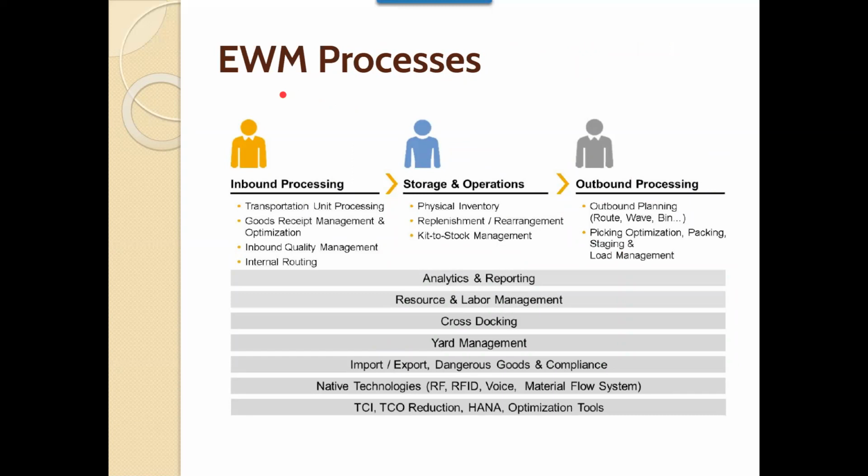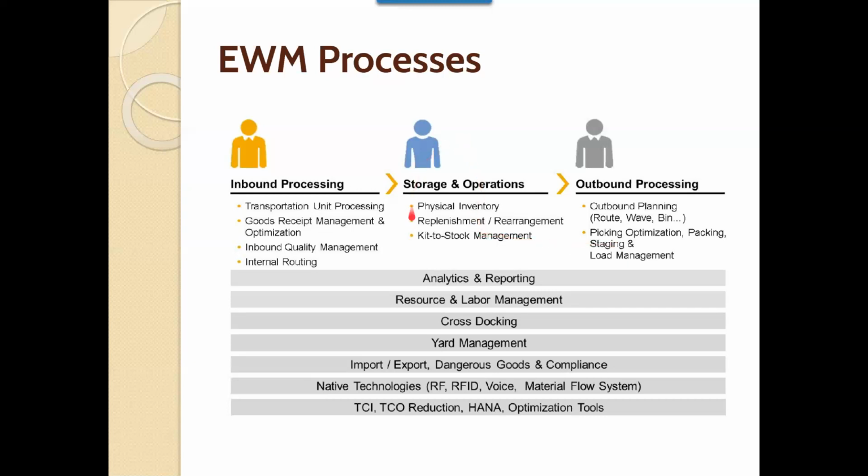EWM processes. Actually, many people will think that a lot of processes exist in EWM, but at a higher level, we can say that there are only three processes: inbound, storage and operations, and outbound. If you're receiving material into your warehouse, that is called inbound processing. And if you are sending out to internal plants or customers or anyone, whatever it is, this is called outbound processing. That means going out from your warehouse.